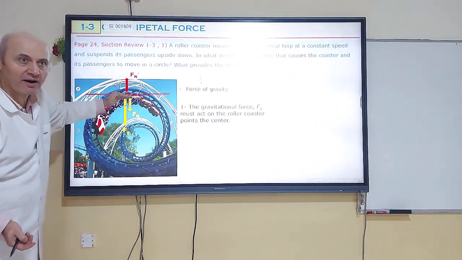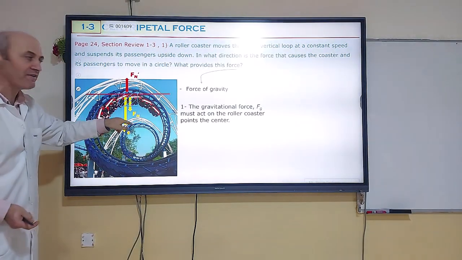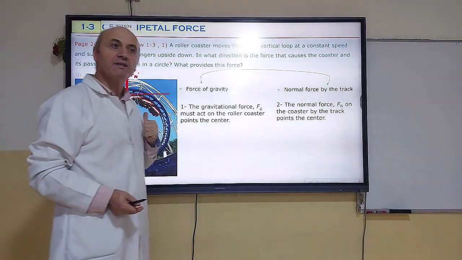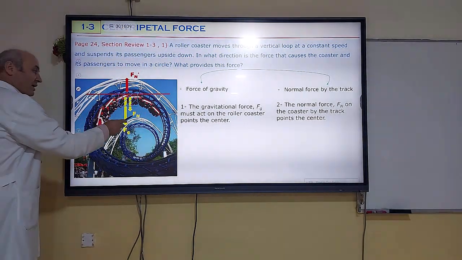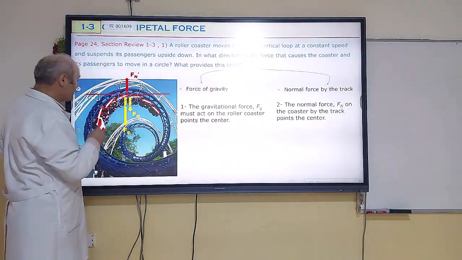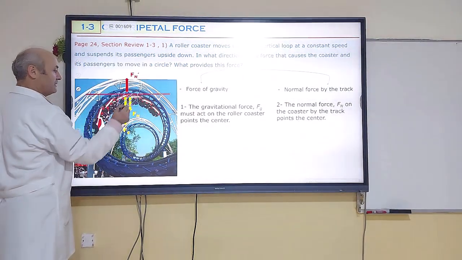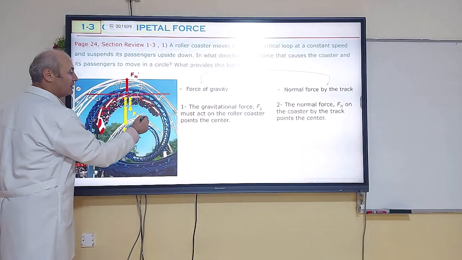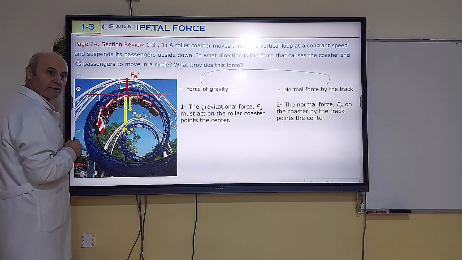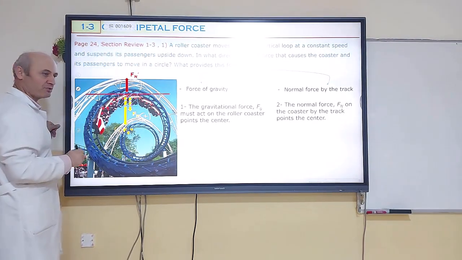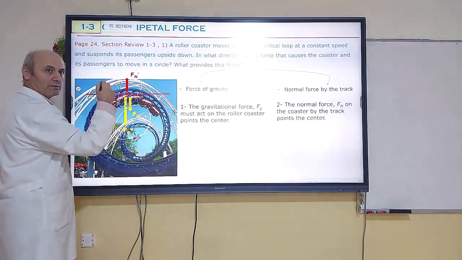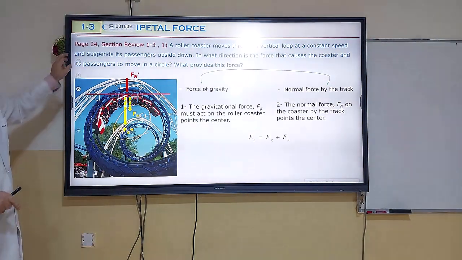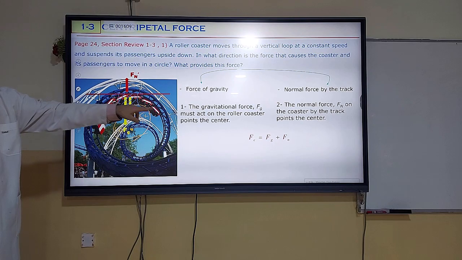Then the track is pushing the car down, which is downward. That is Fn, the normal force by the track on the car. So both are now pointing to the center of the circle. If forces are pointing to the center of the circle, they are all positive. So to calculate the centripetal force at that position, what should we do? We are going to calculate the result. I will add Fn and Fg, which will give us the centripetal force.